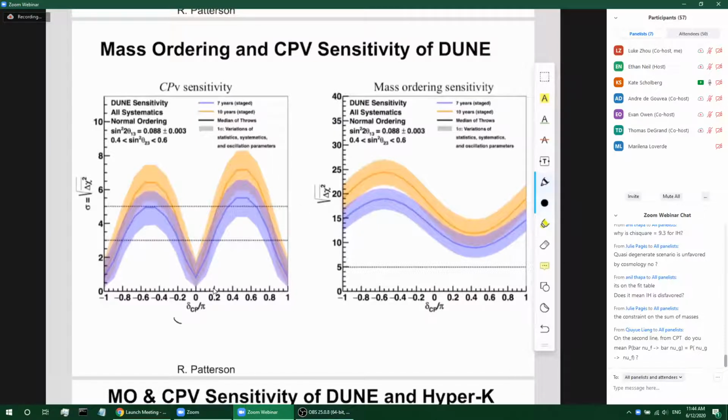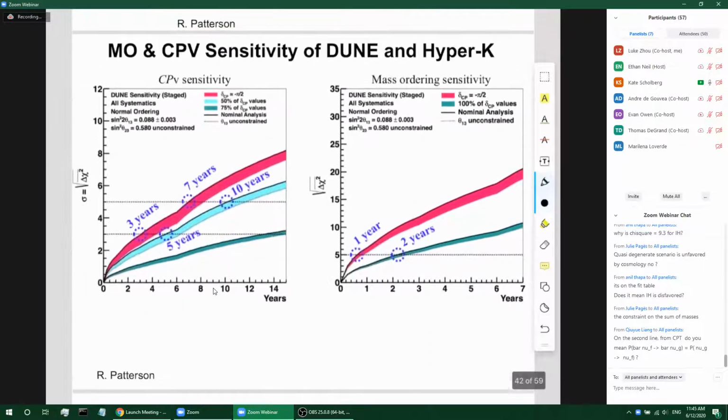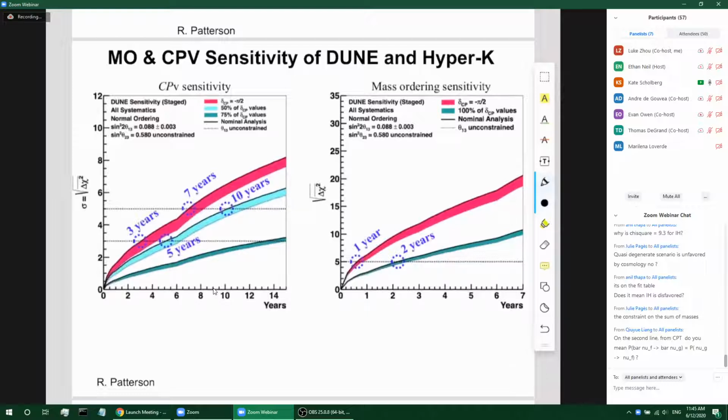Here, this is as a function of delta CP. This is what the sensitivity would be, the number of sigmas. And around here is where the currently favored value of delta CP is. Mass ordering sensitivity would be very good on a relatively short time scale. Here's just another way of quantifying that. This is, as a function of time, what the sigma would be for CP delta for determining that there's non-zero CP violation. And this is for mass ordering.